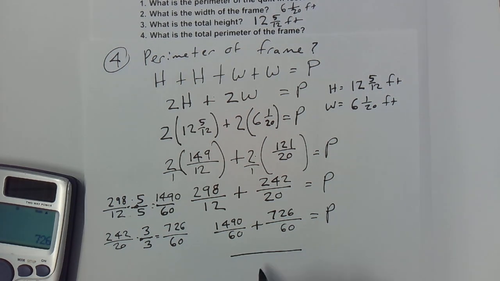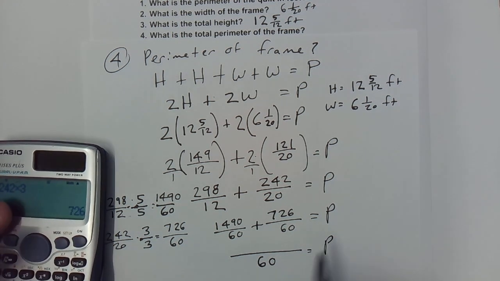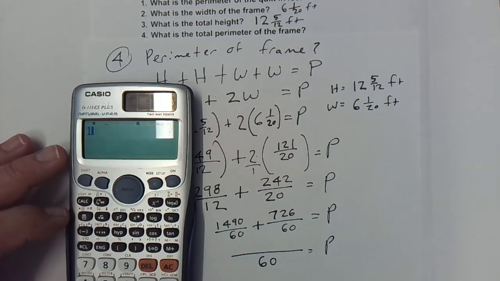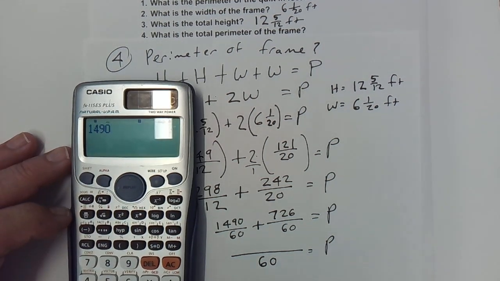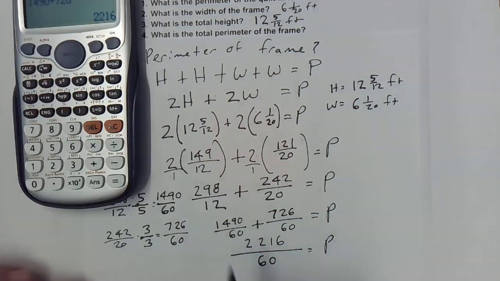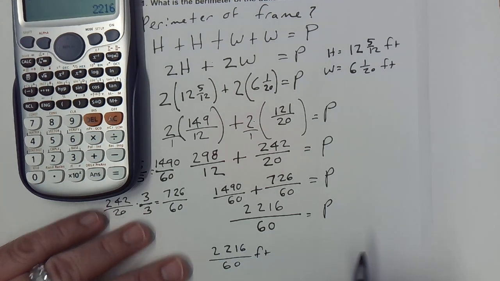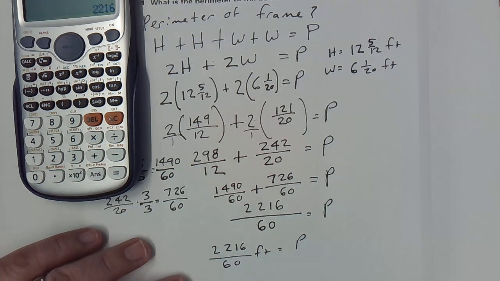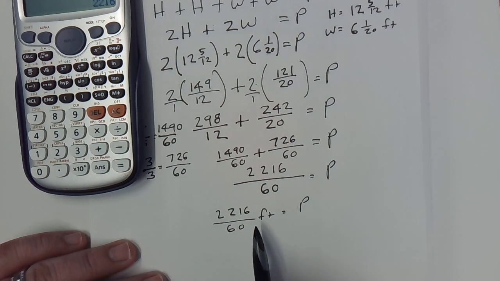So we know our common denominator stays the same, 60. It's going to equal the perimeter, and I have 1490, and I'm going to add to it 726, and that gives me 2,216 all over 60. So we have 2,216 over 60 feet is equal to our perimeter. Again, we don't want to leave it probably as an improper fraction.